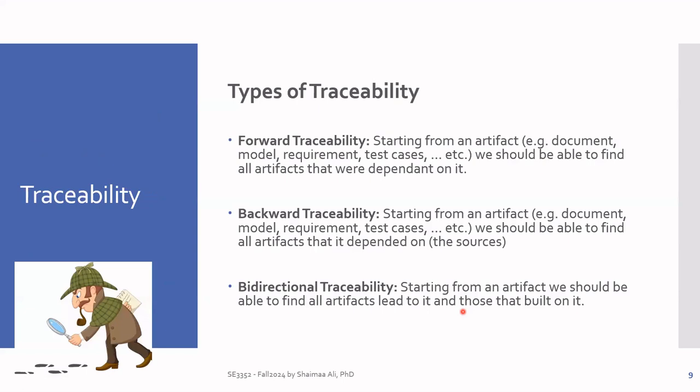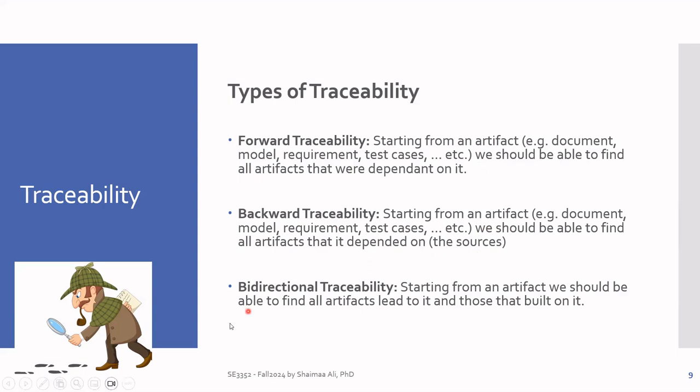Now there are three types of traceability. Forward traceability starts from an artifact. Let's say an artifact is any item in the project, so let's say a document, model, requirement, or test case. That's an artifact. Forward traceability means you're starting from the artifact and you can find everything that depended on it. Backward traceability, starting from an artifact, you should be able to find all the artifacts that it depended on. So going backward, its sources.